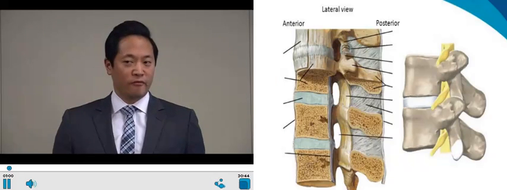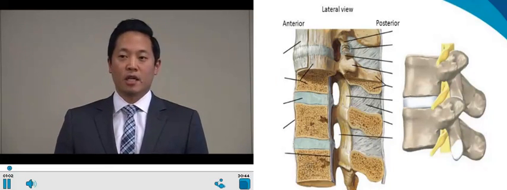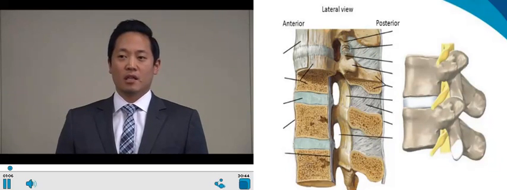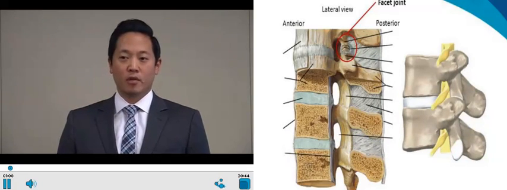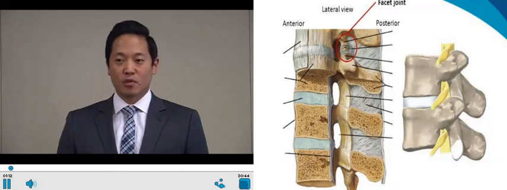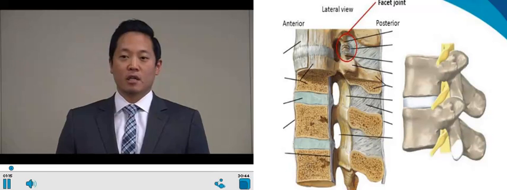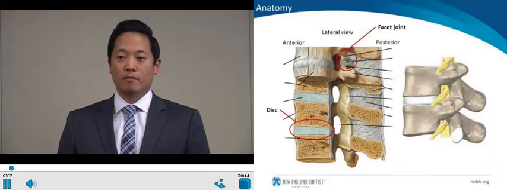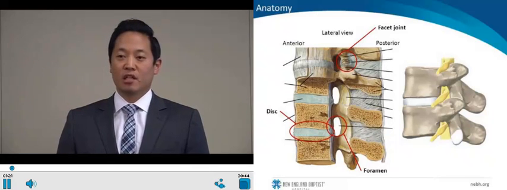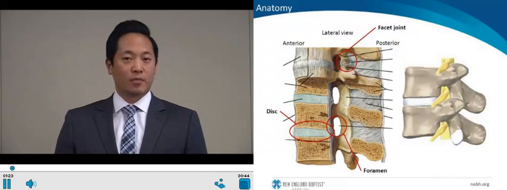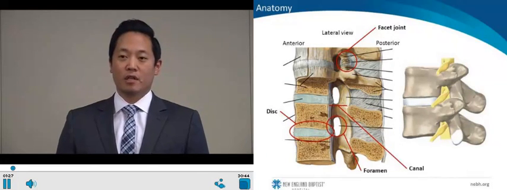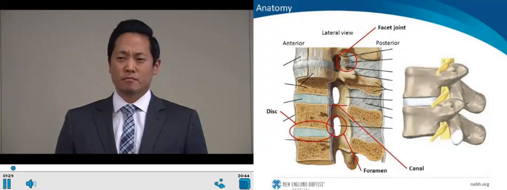I want to focus on a couple of particular structures here. In this zoomed in cross-sectional view, we can see the facet joint clearly here along the posterior aspect. The facet joint is a true joint with a capsule and articular surface. The disc here, which we can see anteriorly, this is the neural foramen through which the nerve root exits the spinal canal. This area is the spinal canal through which the nerve roots descend from the thoracic spine.